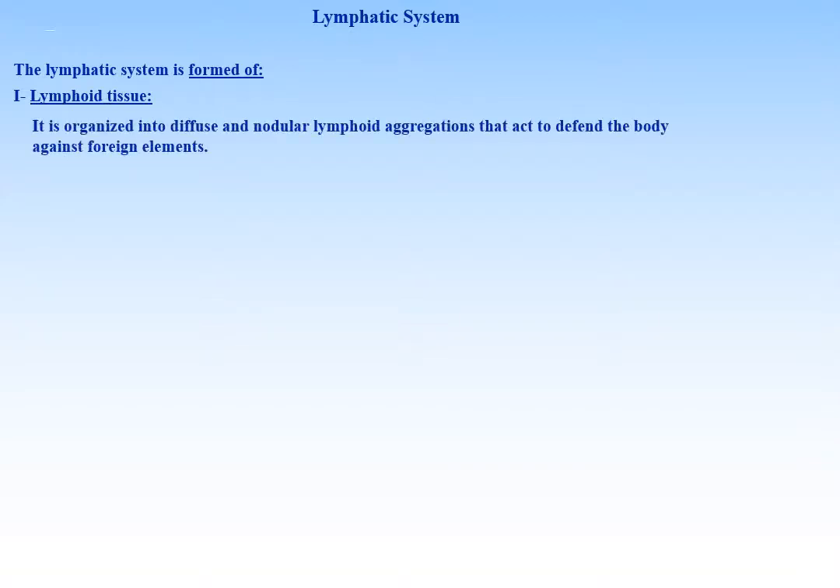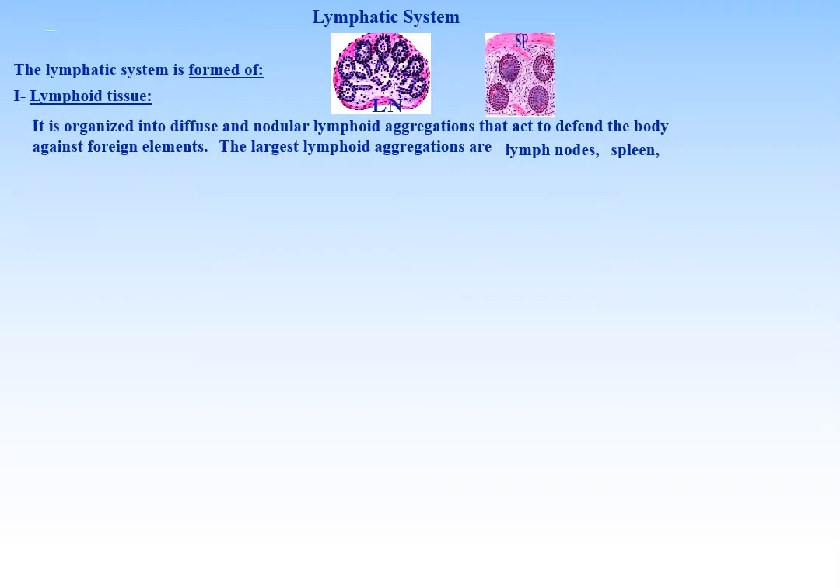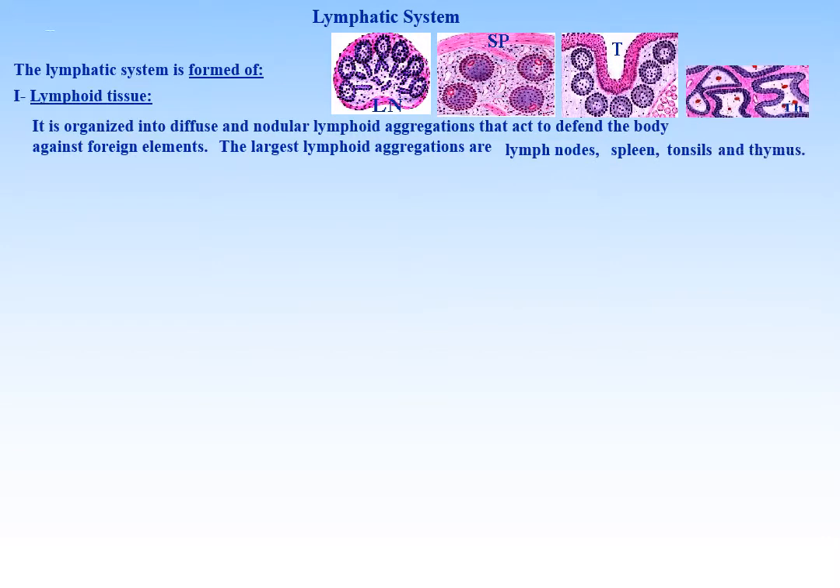Lymphatic system is formed of lymphoid tissue which is organized into diffuse and nodular lymphoid aggregations that act to defend the body against foreign elements. The largest lymphoid aggregations are lymph nodes, spleen, tonsils, and thymus.